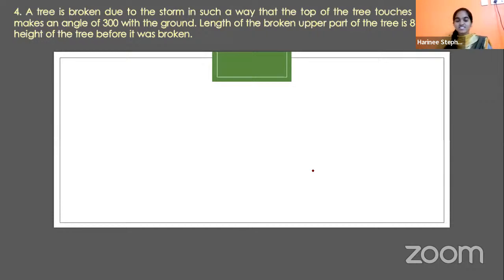So next set of 3 questions are from the basic sample question paper, and also these are questions from NCERT as well. So it will be like a thorough revision for you. A tree is broken due to storm in such a way that the top of the tree touches the ground and makes an angle of 30 degree with the ground. Length of the broken upper part of the tree is 8 meters. Find the height of the tree before it was broken. So first draw the diagram. I'll give you 1 minute time. The tree is broken and the top is touching the ground.